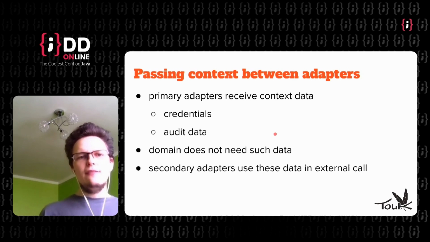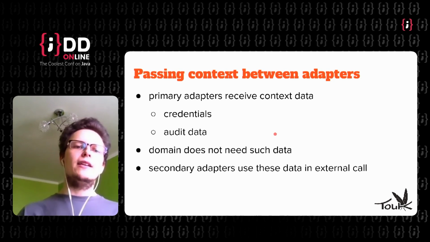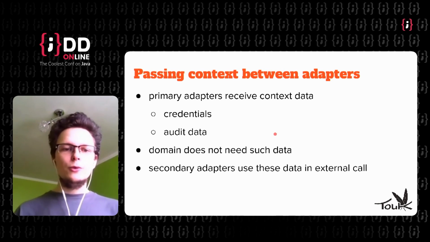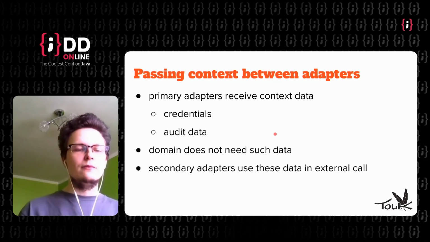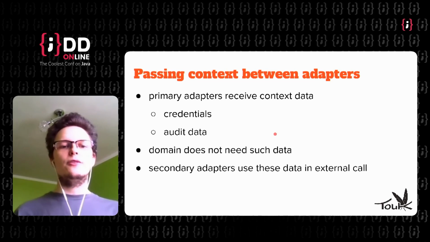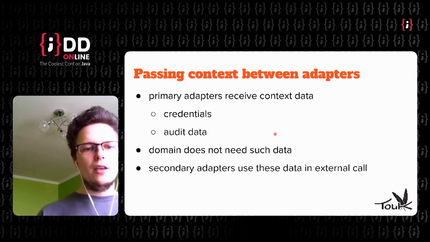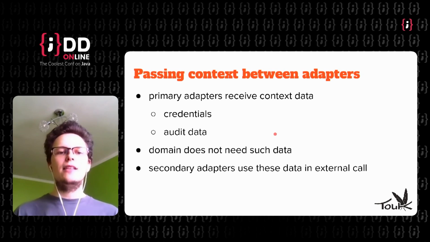We could pass the context between adapters, and it's something which is also connected with transactions. If in the primary adapter you receive some context data, for example, like credentials or audit data, or for example, you want to create the transaction here, you can do this. Our domain doesn't have to be aware of that unless it's necessary for the domain, and in most cases it's unnecessary for the domain to handle the transaction commit or rollback, and the exception could be caught on another level.